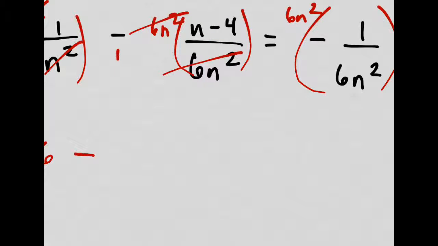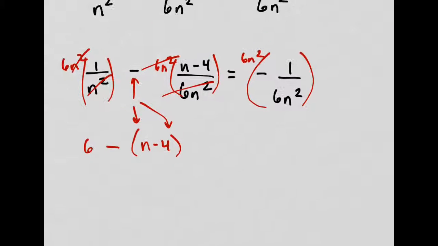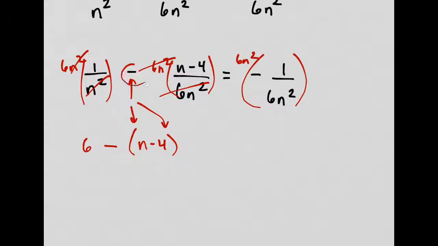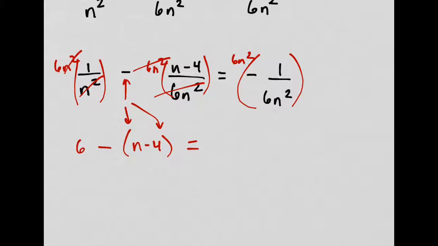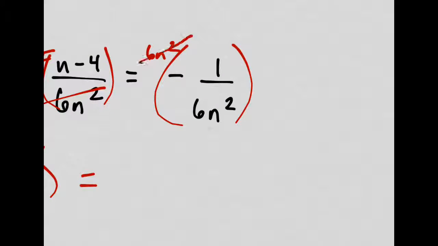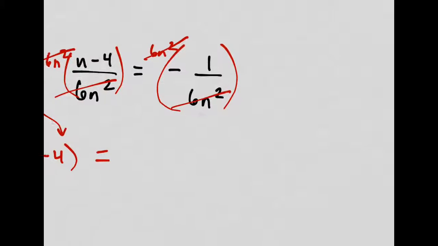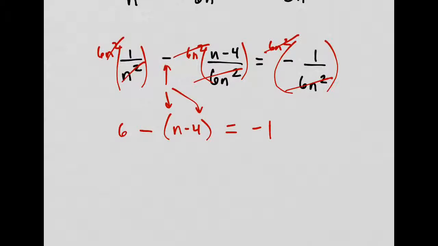But be careful. Notice that there's a subtraction sign, so we need parentheses. N minus 4. Okay? Lots of people are going to forget that, so you got to be careful. When you have the subtraction, you got to put in those parentheses. And then I got the 6n squared divided by the 6n squared. That just leaves me with negative 1. Okay, so that's what I have.